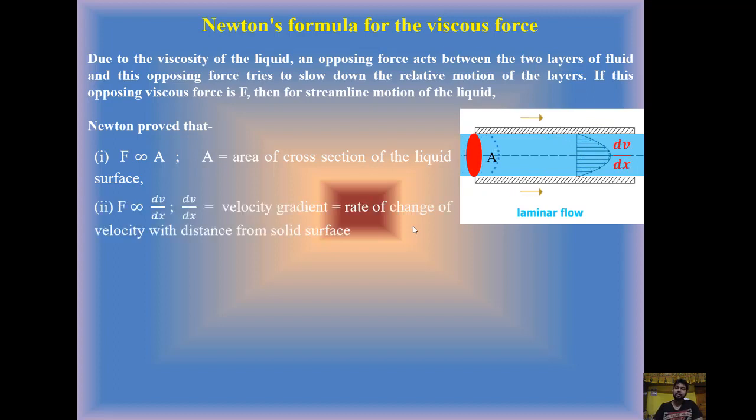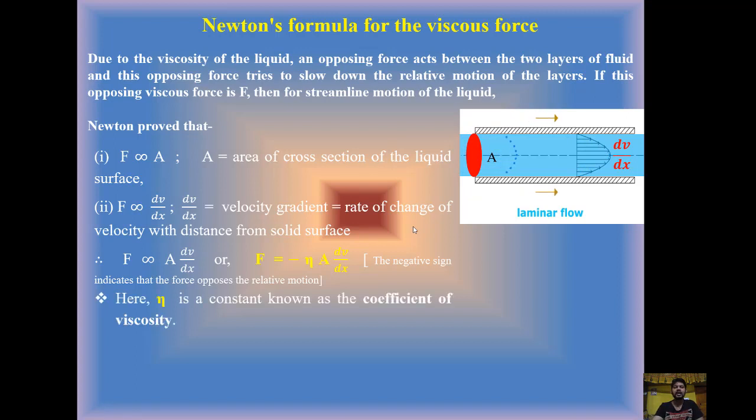And it's also proportional to the velocity gradient, which we have discussed earlier. So F is proportional to capital A, which is the area, and F is also proportional to dv/dx, which is the velocity gradient. Combining these two terms, F is proportional to A into dv/dx, or F equals minus eta A into dv/dx, where eta is a proportionality constant, and the negative sign comes because the force opposes the relative motion.